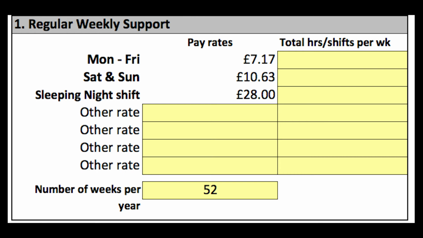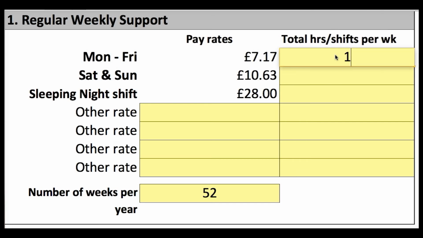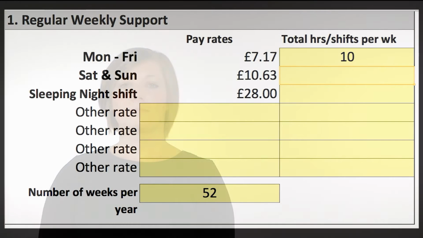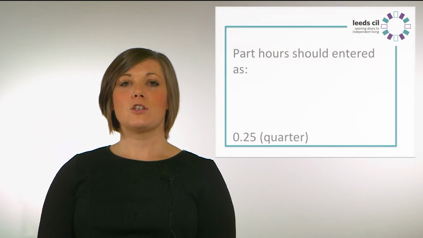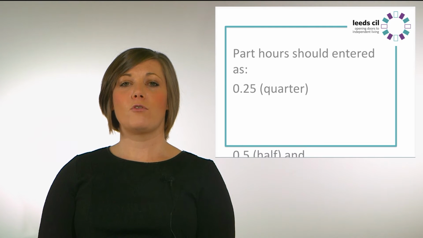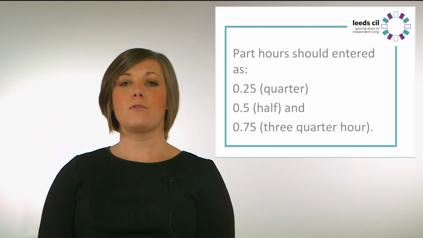Section 1 of the SS25 covers regular weekly support. There are 3 hourly rates already given: Monday to Friday, weekend, Saturday and Sunday, and sleeping night shift. So, for example, if a PA is working any time Monday to Friday, day or night, you enter the hours in the Monday to Friday yellow box. Part hours should be entered as 0.25 for a quarter, 0.5 for a half and 0.75 for 3/4 of an hour.